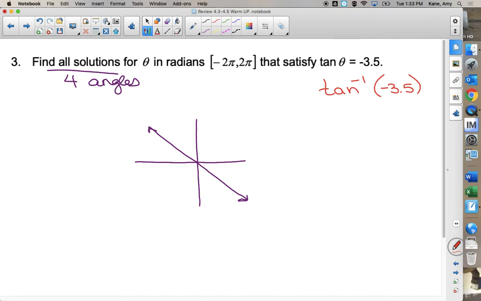So Jacob, what number do you get out of the calculator? Negative 1.29. Okay, so negative 1.29. If that's a negative angle, that's this little guy right here.